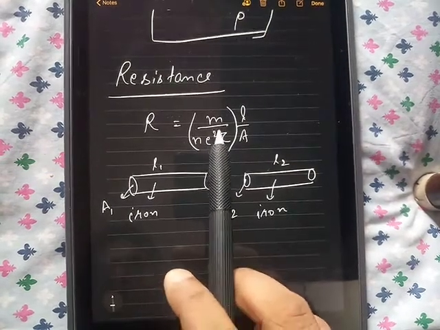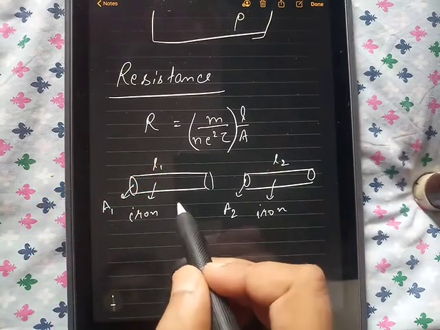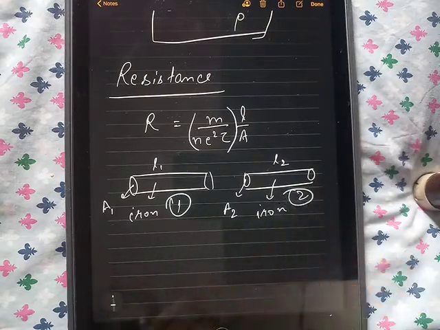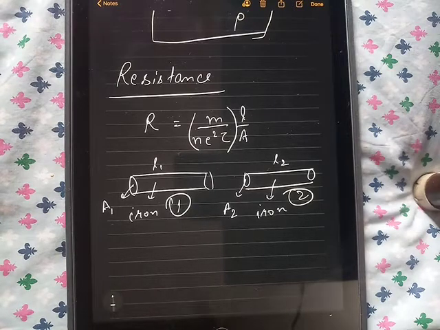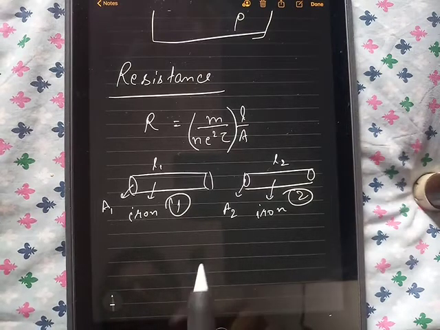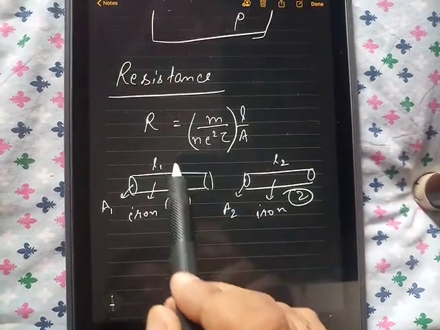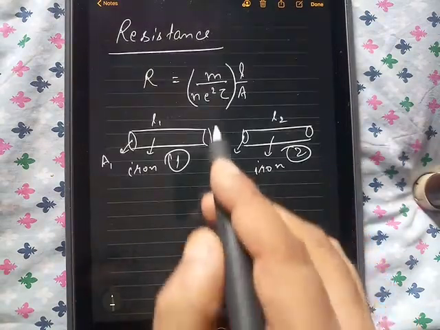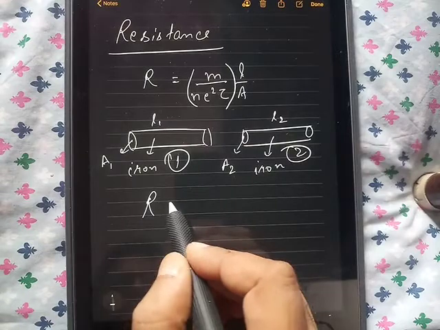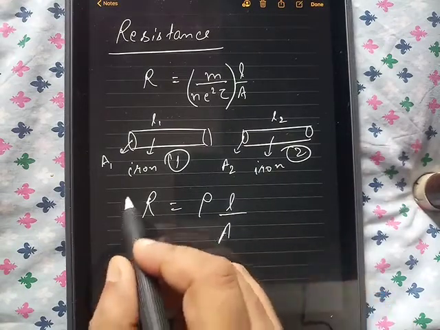Here m, what is m? M is the mass of electron. So, the mass of electron in both case 1 and case 2 will be the same. N represents number density, that is the number of electrons per unit volume, which again will be the same. E is the charge on electron, and tau is the relaxation time. So, these quantities in the bracket are all constant for the given material. So, this is called resistivity. It is represented by another constant rho, so R equals rho L by A.